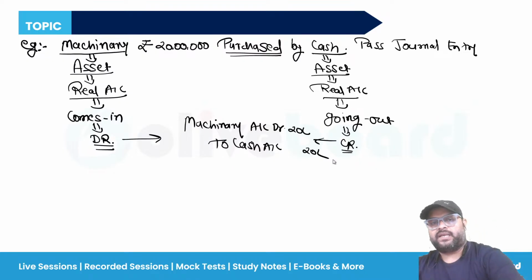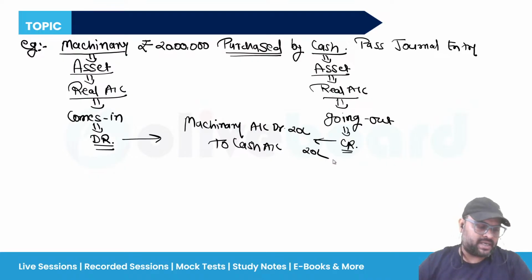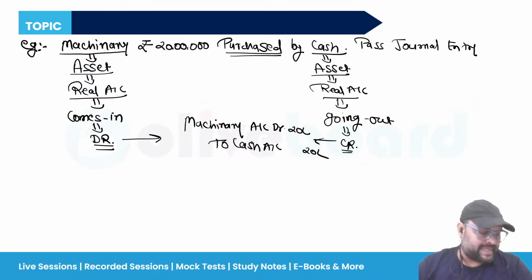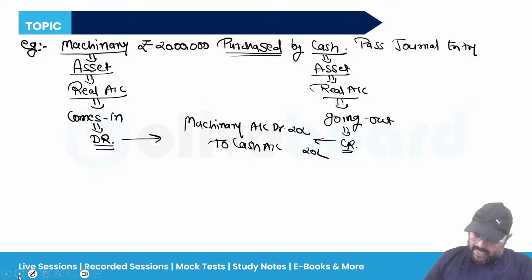Tell me, any doubt, any query, anything in your mind? We have just discussed only one type of account. There is a personal account, there is a nominal account. We'll learn about that in the classes. Don't worry, we'll discuss all of them in detail. But in the real account, tell me if you have anything in your mind, any query, any doubt, anything related to that. Feel free to ask.